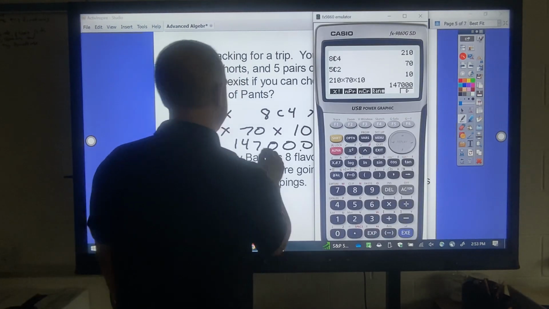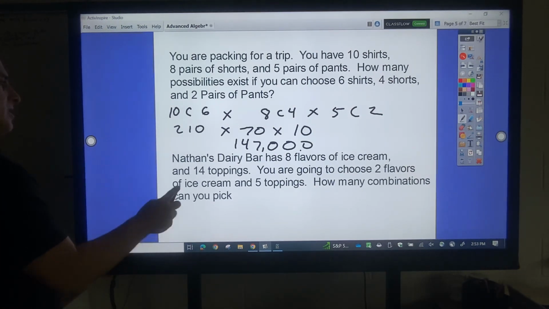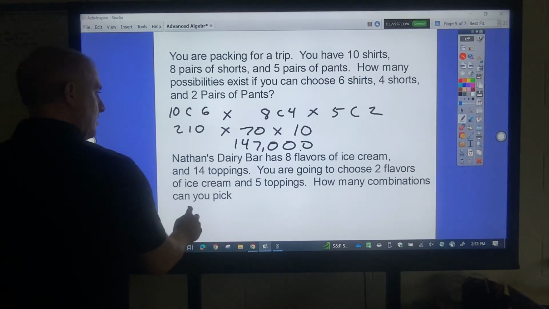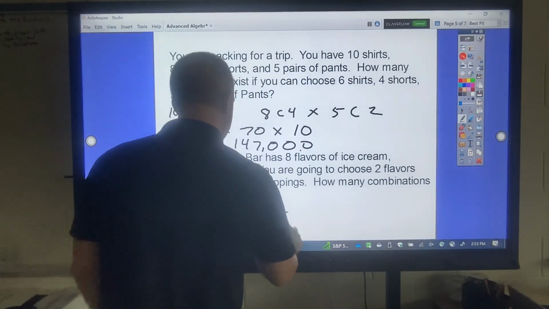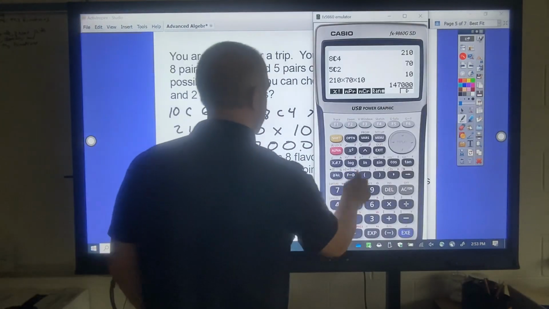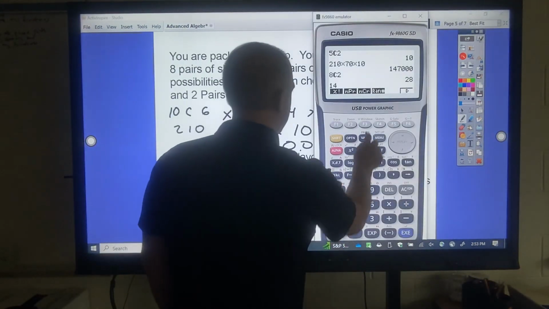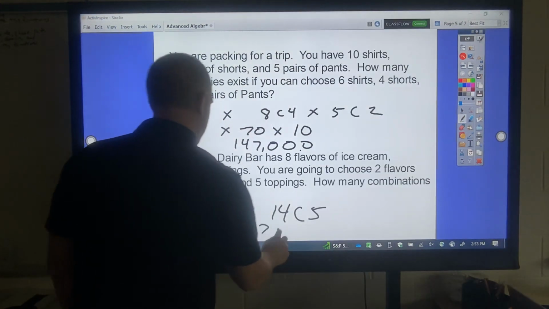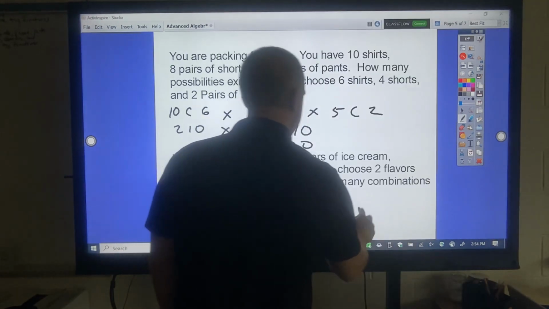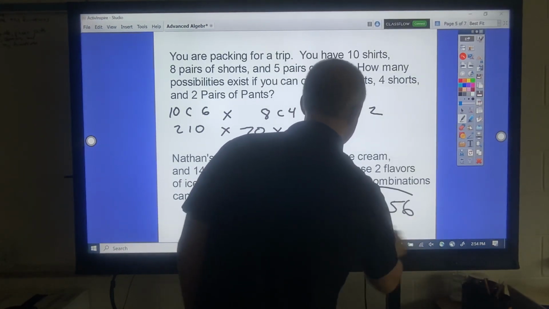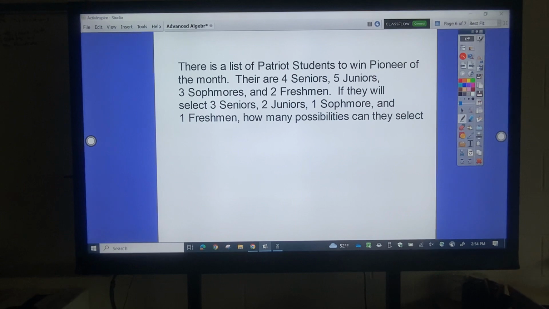3 zeros. Yep. Okay. Nathan's Dairy Bar has 8 flavors of ice cream and 15 toppings. You are going to choose 2 flavors of ice cream and 5 toppings. So I've got 8 choose 2, times 15 choose 5. 8 choose 2 is 28, times 15 choose 5, which is 3003. So that times 28 is 84,084.